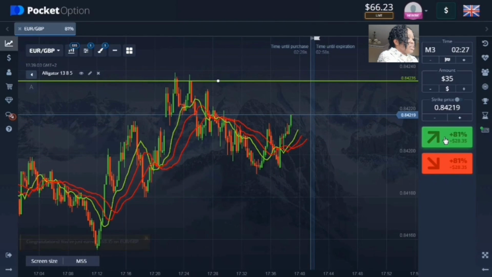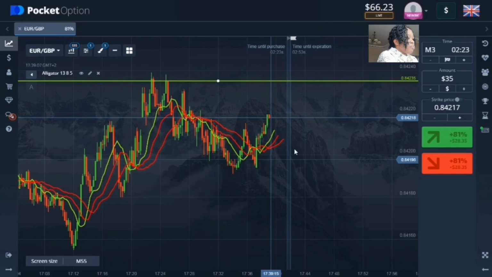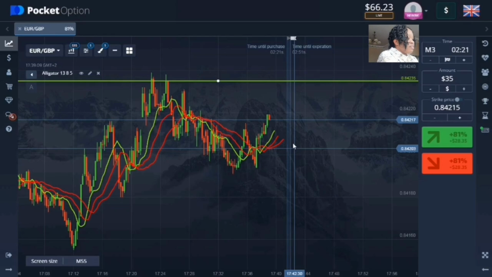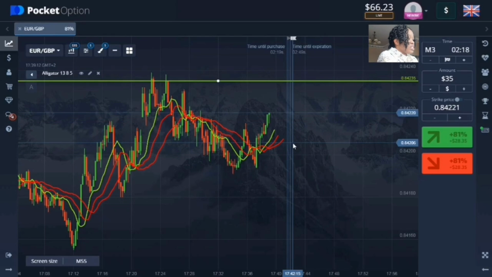Awesome. As you can see, there was a roll back down and upward movement continued, and we are getting our profit, and our indicator gave us the correct entry point. So let's move to the next situation.